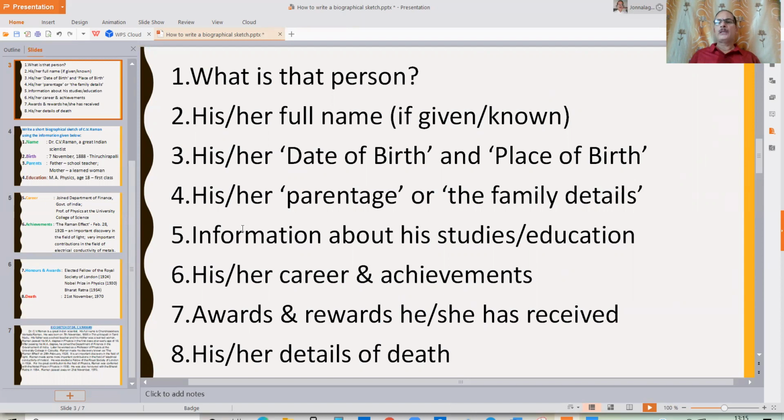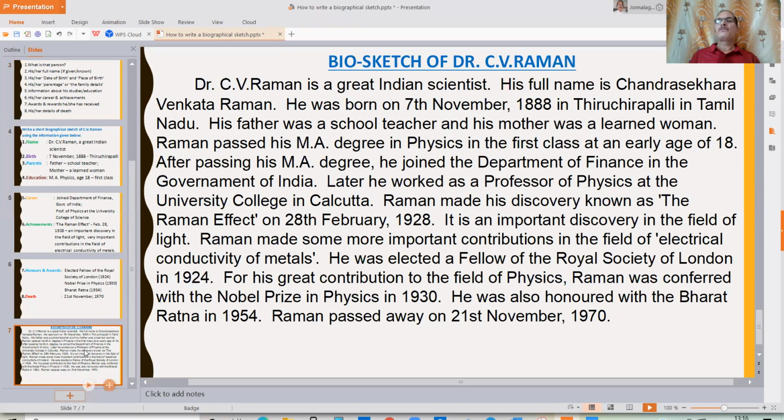And information about his studies, education, qualifications, whatever you call it. Next, about his career and achievements, you have to mention some points. And awards and rewards that he or she has received or conferred with. And then finally, the details of his death. That means when that person passed away or when he breathed his last.